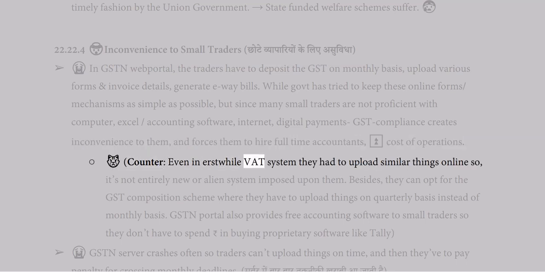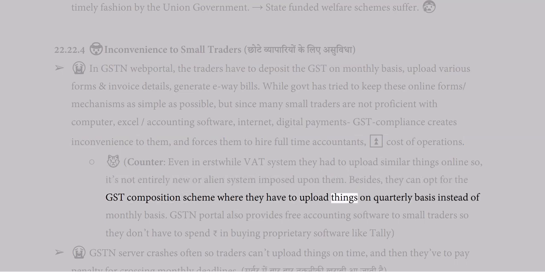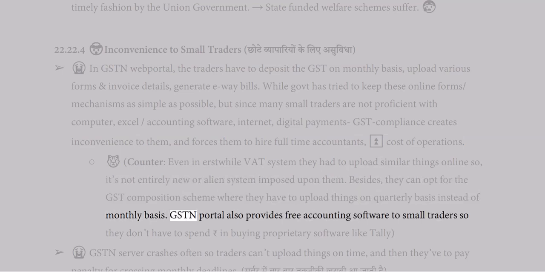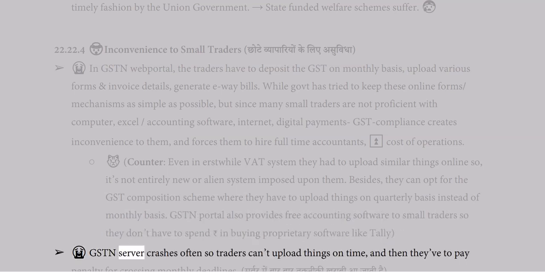Counter: even in the erstwhile VAT system, they had to upload similar things online, so it's not an entirely new or alien system imposed upon them. Besides, they can opt for the GST composition scheme, where they have to upload things on a quarterly basis instead of monthly basis. The GSTN portal also provides free accounting software to small traders, so they don't have to spend on buying proprietary software like Tally. GSTN server crashes often, so traders can't upload things on time, and then they have to pay penalty for crossing monthly deadlines.